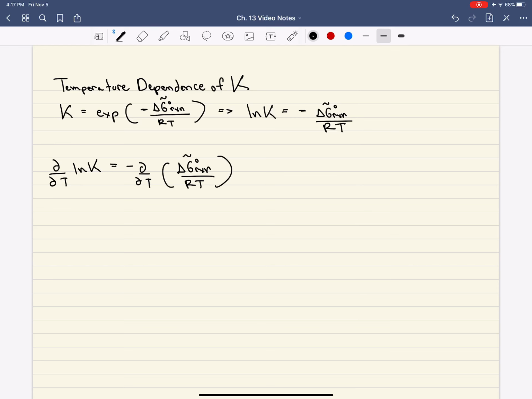Okay. And by definition, if we're taking the partial derivative of a Gibbs energy over temperature with respect to T, that is going to give us a negative enthalpy over T squared. Right? And if you're not sure why or how I did this, see Chapter 7 for the derivation.